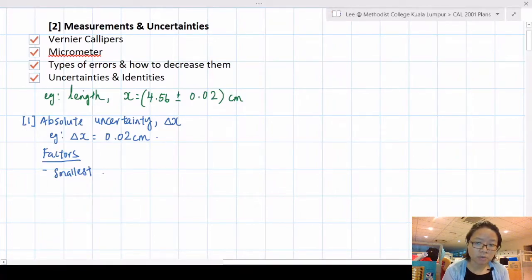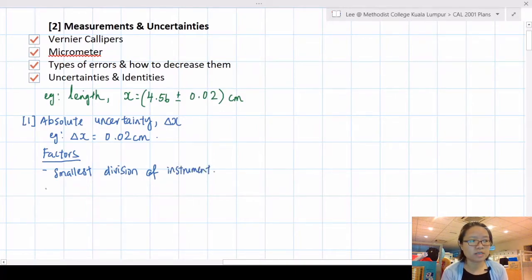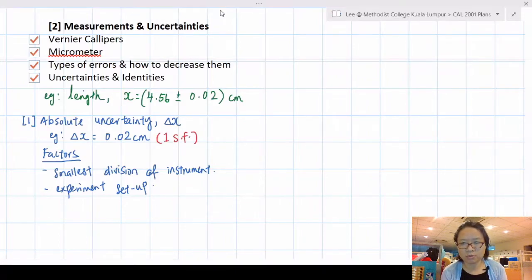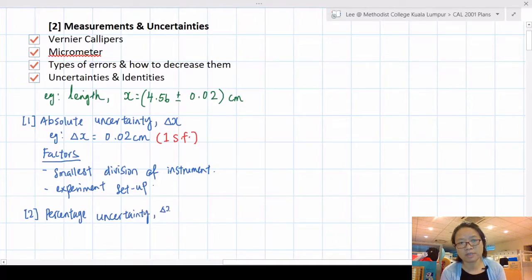Factors that affect the size of this absolute uncertainty would include the instrument that you use. Like if you use a micrometer, it has a smaller uncertainty than, say, a meter rule. So we will generally take the smallest division of your measuring instrument. Bear in mind, there are a lot of nuances to this that I am not going to talk about here. You will have to do some past years. Okay. And it also depends on the experiment setup. This is very relevant for you in paper 3 because sometimes in the best situation, we get the smallest division, but our measurement is rarely the best. So absolute uncertainty is 1 SF, very important. I will repeat this over and over.